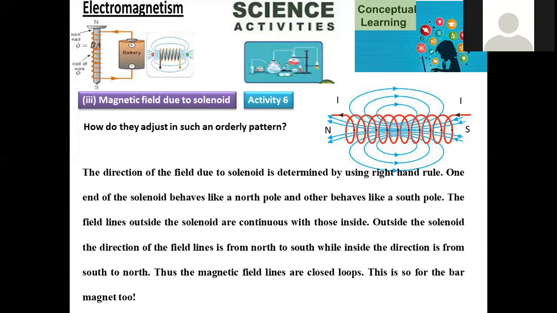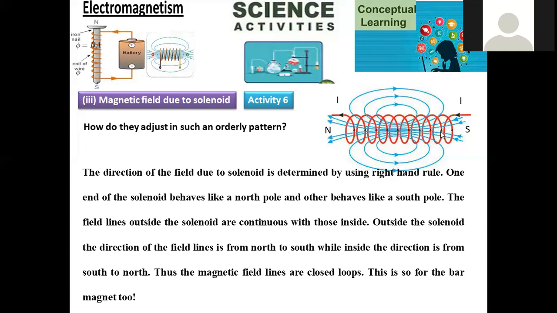The field lines outside the solenoid are continuous with those inside. So this spiral curvature solenoid is used to induce a magnetic field. Those magnetic field lines are propagating outside the coil as well as inside the coil also. So inside the coil also, some kind of hypothetical magnetic field lines are generated.